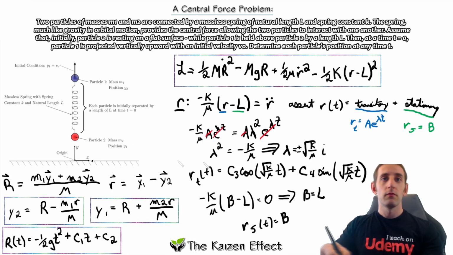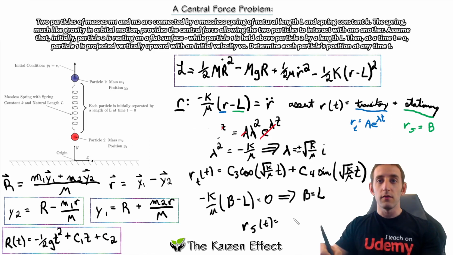So we got these two equations here. Or let's back up. This is actually L, because we saw for b, that's L.